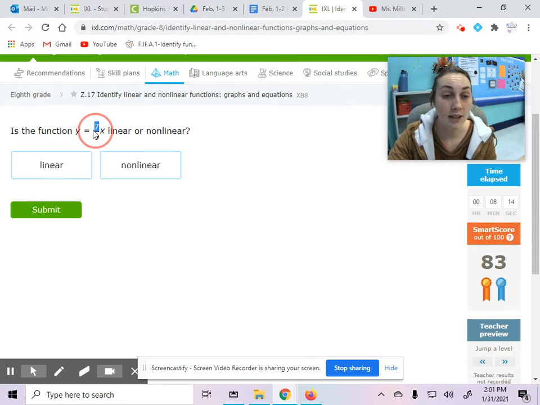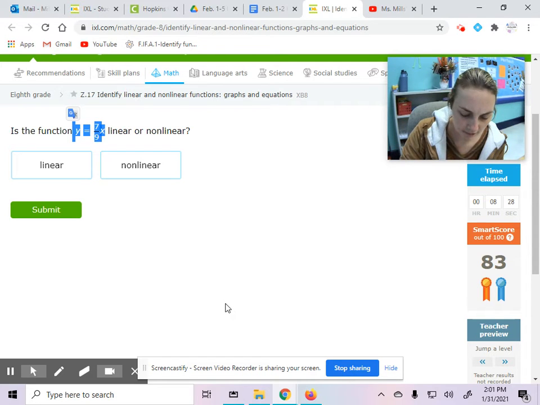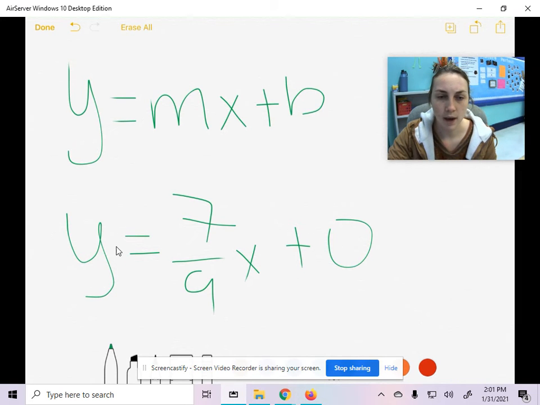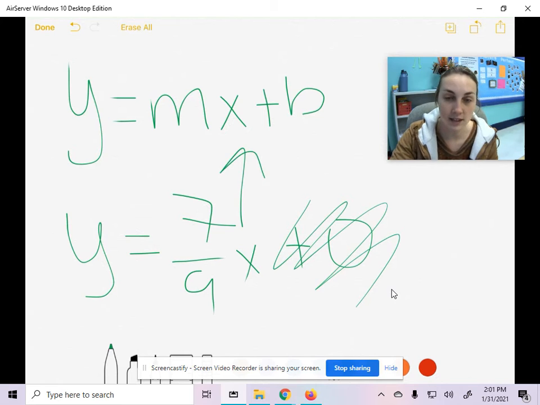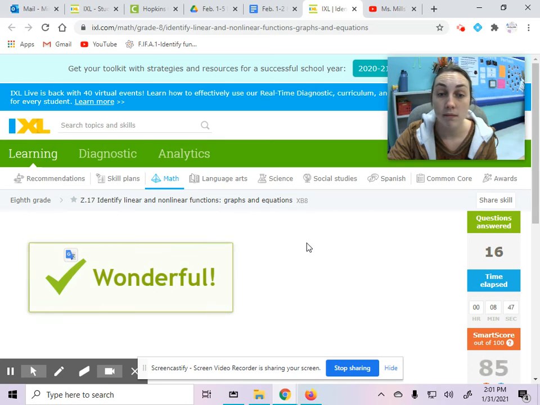Alright, this is linear because our y-intercept is 0, so that means we wouldn't have a plus 0 at the end, but our slope is still 7/9. Since this still is in y equals mx plus b, it's going to look like this: y equals 7/9x plus 0. Again, you don't have to put plus 0 on an equation. It doesn't add or take away anything. So we could get rid of this, but it still satisfies the equation requirements. So that is linear.